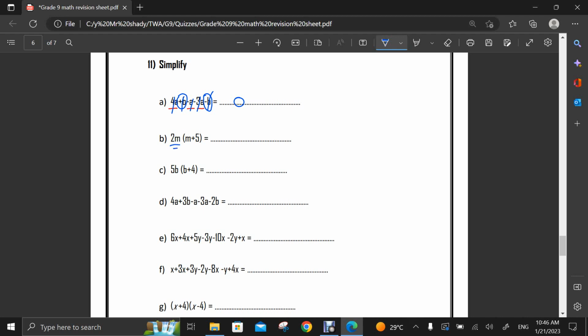Let's multiply it. 2m times m plus 5. So you are going to multiply the first term and then the second term. 2m times m is 2m squared, and 2m times 5 is 10m. Okay. Letter C, 5b multiplied by b plus 4. So you are going to multiply by the first term here and the second term here, like letter B. So 5b times b is 5b squared, and 5b times 4 is 20b, because it's positive 5b and positive 4, so it must be positive 20b. Letter D.